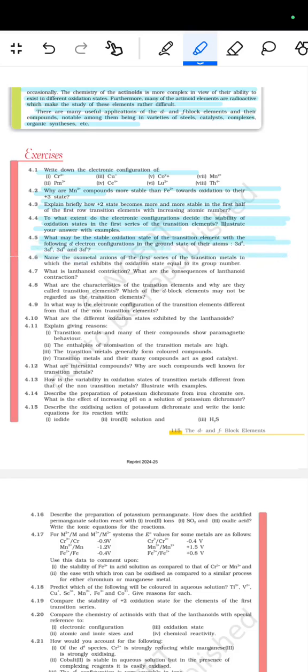Name the oxo metal anions of the first series of the transition metals in which the metal exhibits the oxidation state equal to the group number. What is the lanthanoid contraction? What are the consequences of the lanthanoid contraction?